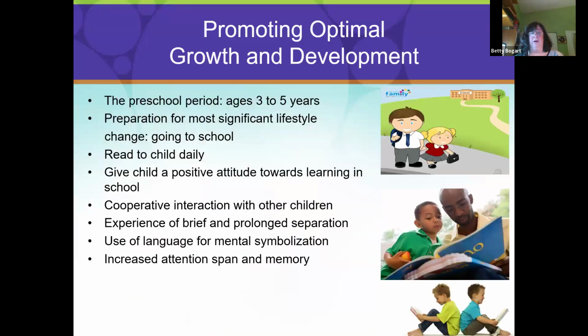Now, preschooler. Ages 3 to 5, 3 to 6. Preschoolers are now little people, right? We're getting them prepared to go to school and be on with their lives. As they are getting ready for school, we as parents need to get them ready. Be positive about learning, reading to them.